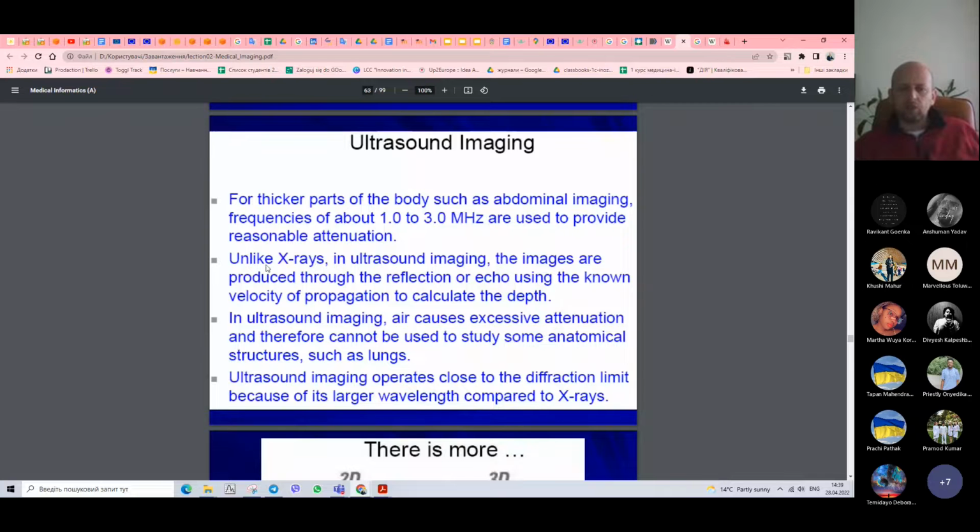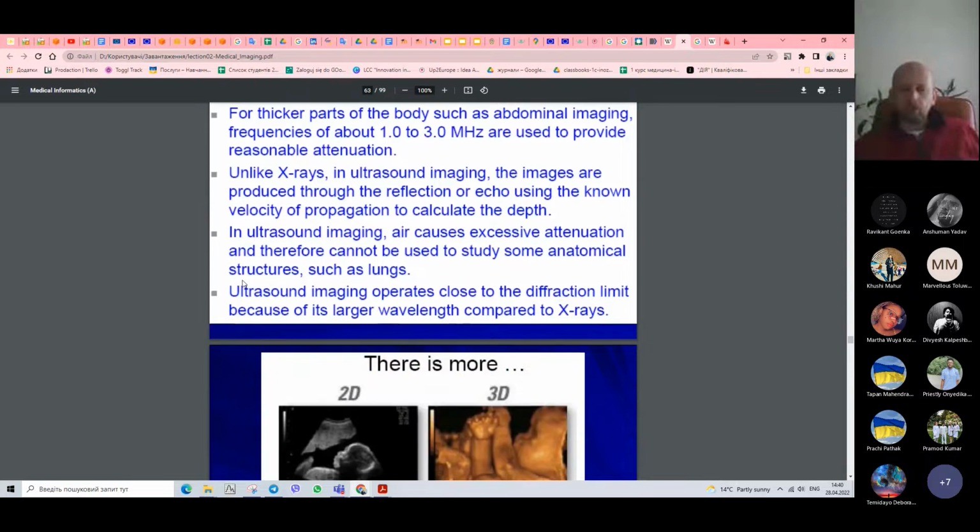Unlike X-ray, in ultrasound the image is produced through a reflection or echo, using the known velocity of propagation to calculate the depth. In ultrasound imaging, there are cases of excessive attenuation, and therefore it cannot be used to study some anatomical structures such as lungs. Ultrasound imaging operates close to the diffraction limits because of its larger wavelengths compared to X-ray.